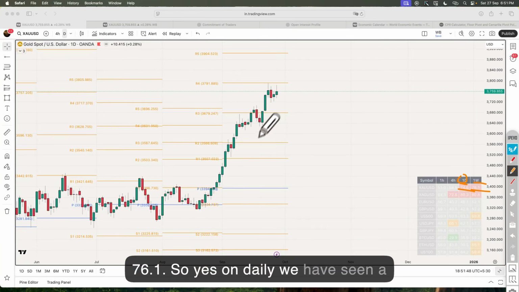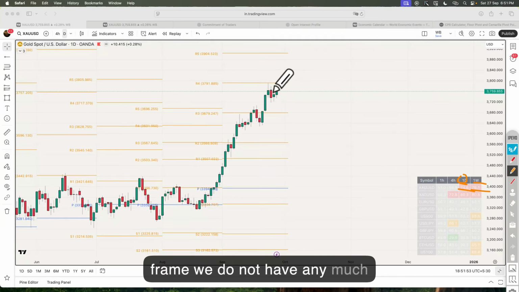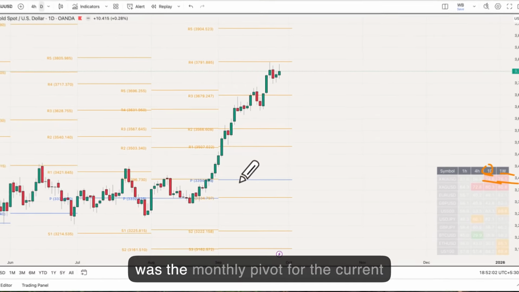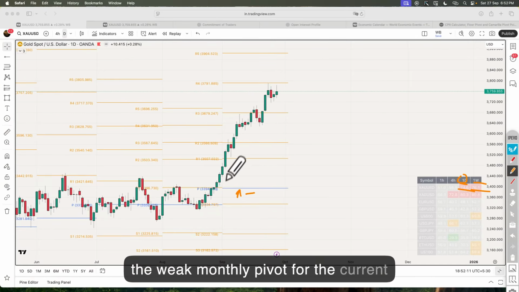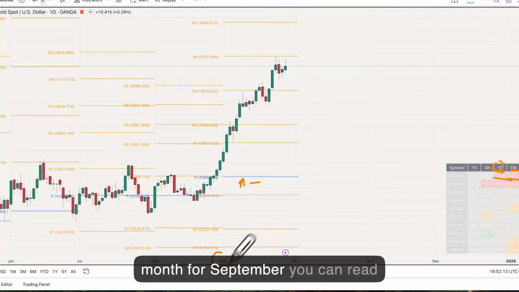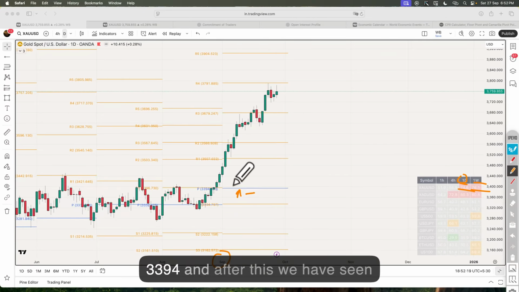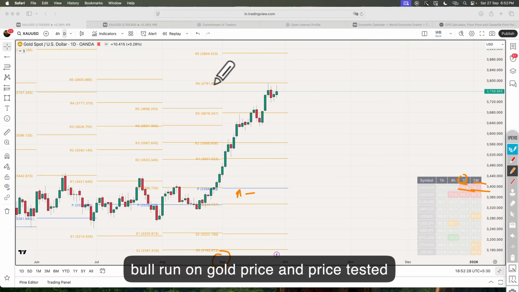So yes, on daily we have seen a very stretched rally, but on the daily time frame we do not have much rejection confirmation from the high. But if we see the monthly pivot, this is the monthly pivot for the current month, September, and the pivot was around 3394. After this we have seen a consistent, or you can say aggressive, bull run on gold price, and price tested the R4.